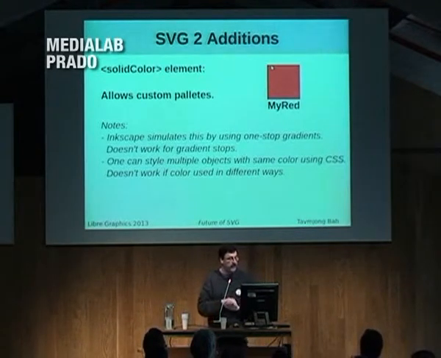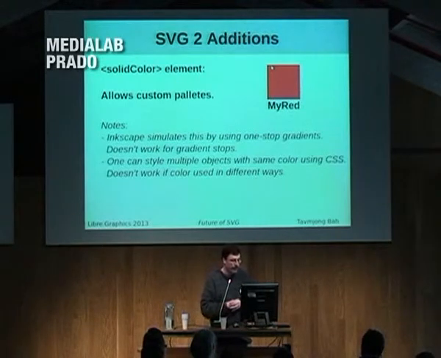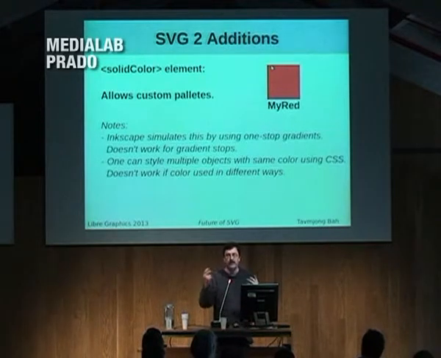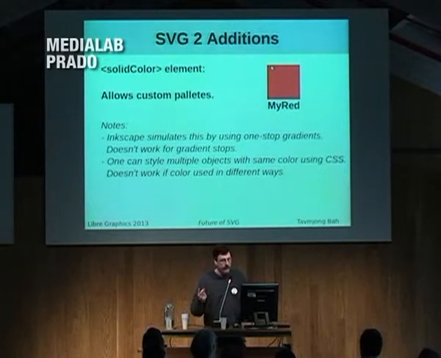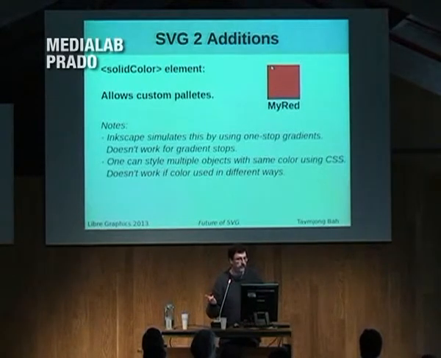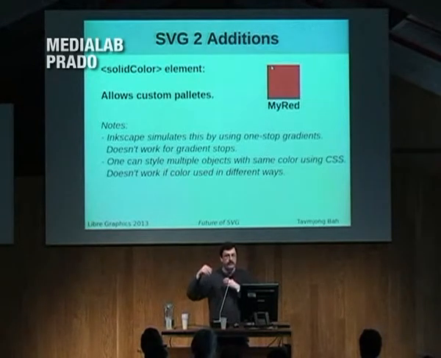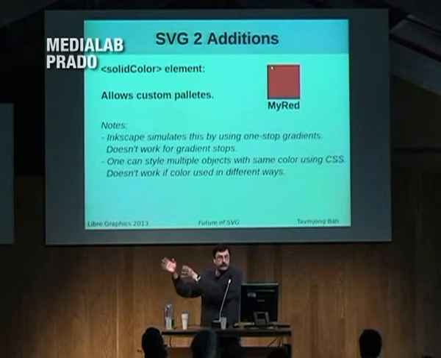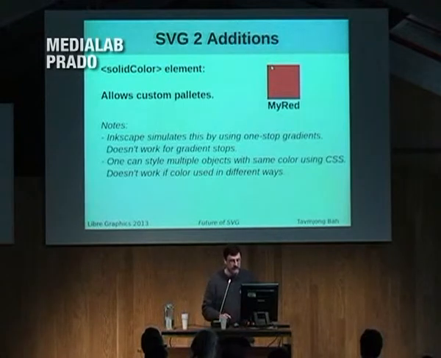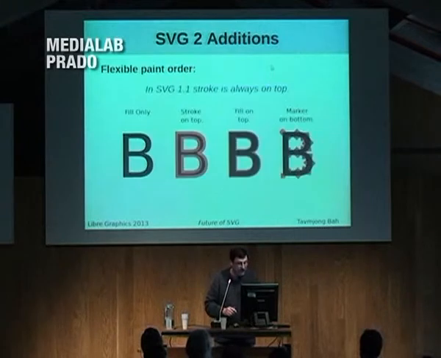The first one is the solid color element. This allows you to have custom palettes that you can then change at a future time. Inkscape simulates this by using one-stop gradients, but you can't then use that color everywhere. You can't use it, for example, in gradient stops. In CSS, you can style things with color, but suppose you want to style the border, the stroke of an object, with the same color that you use for the fill of a different object. You can't do that easily in CSS right now. So having a solid color element in SVG allows you to do that.